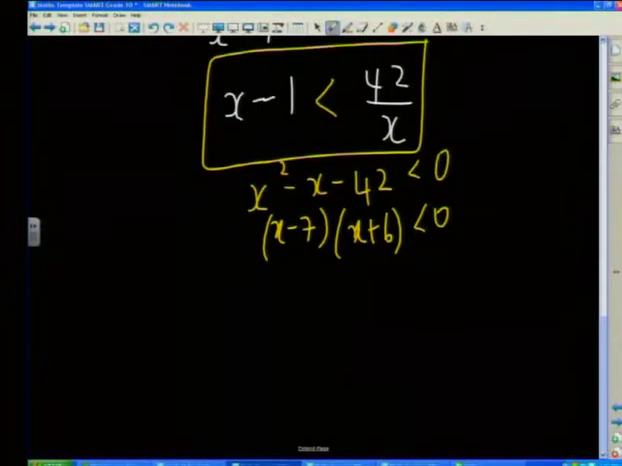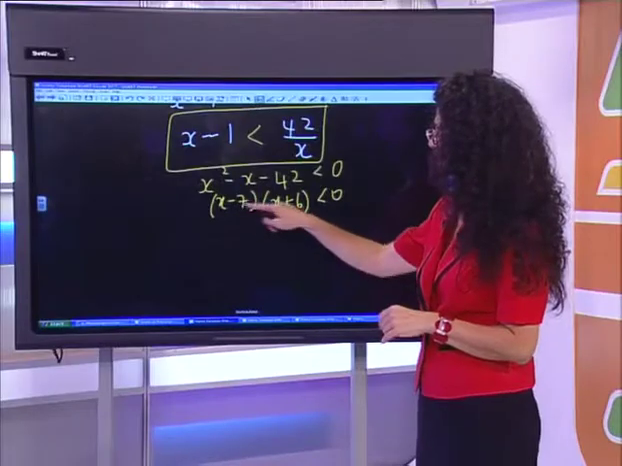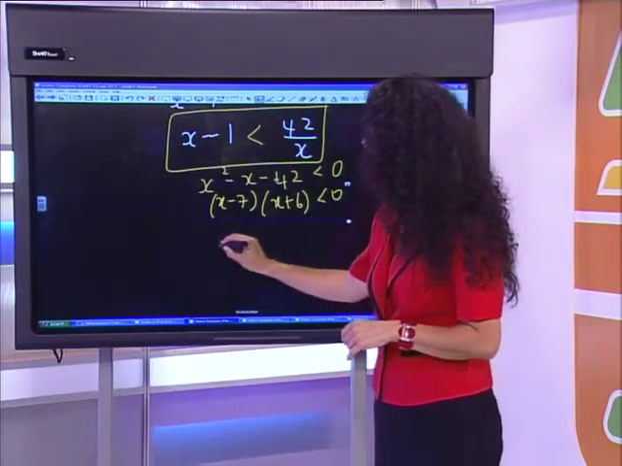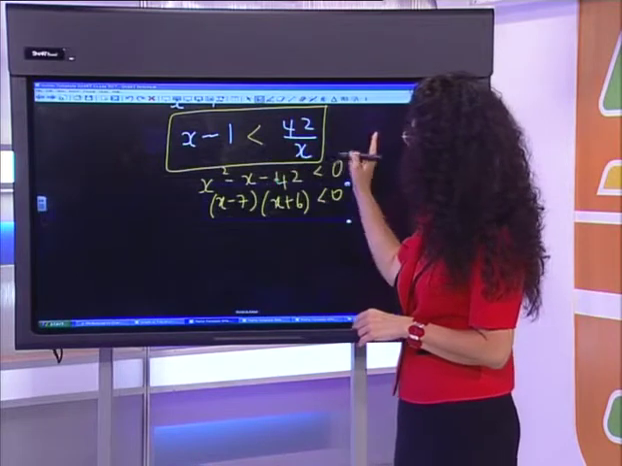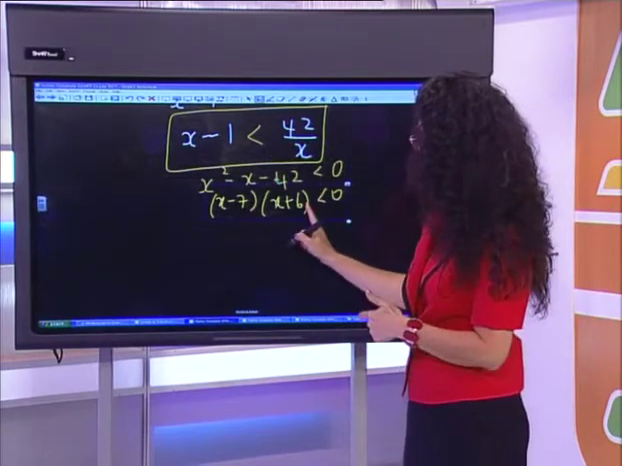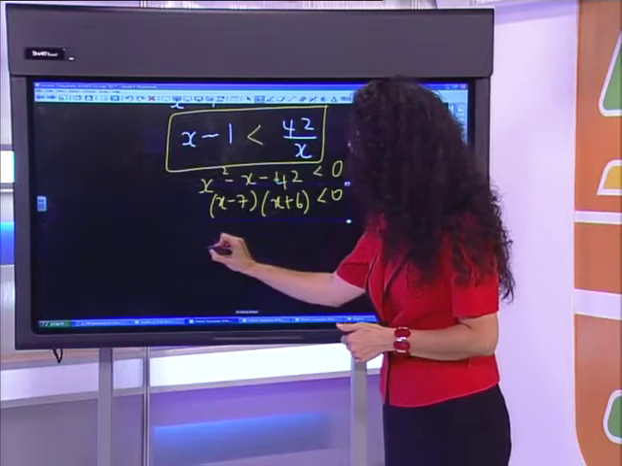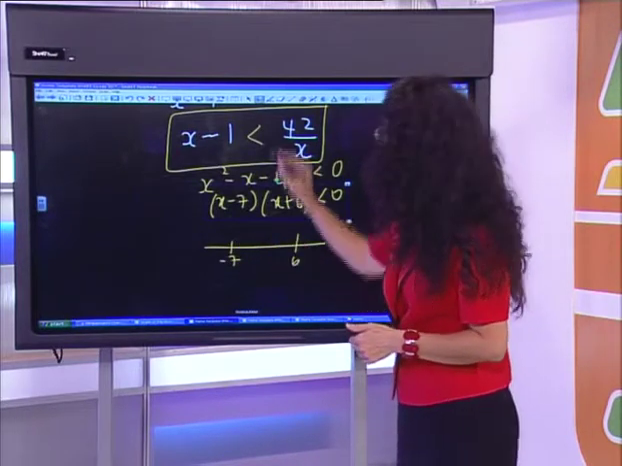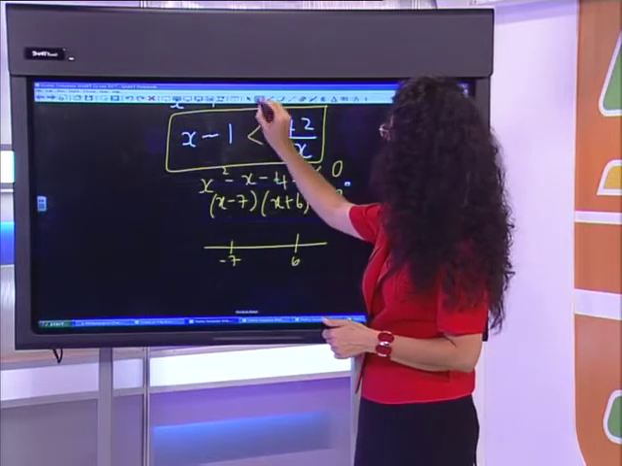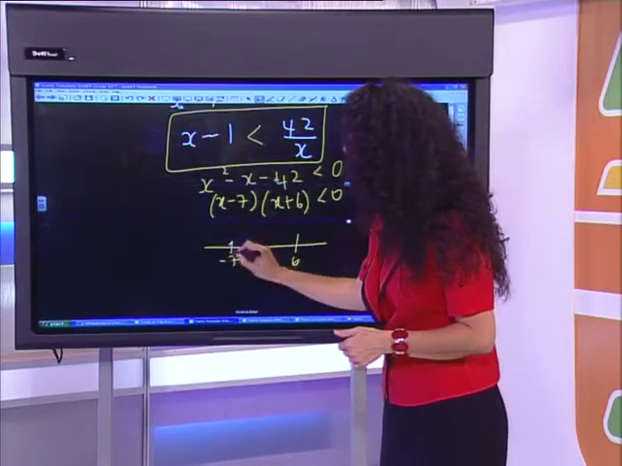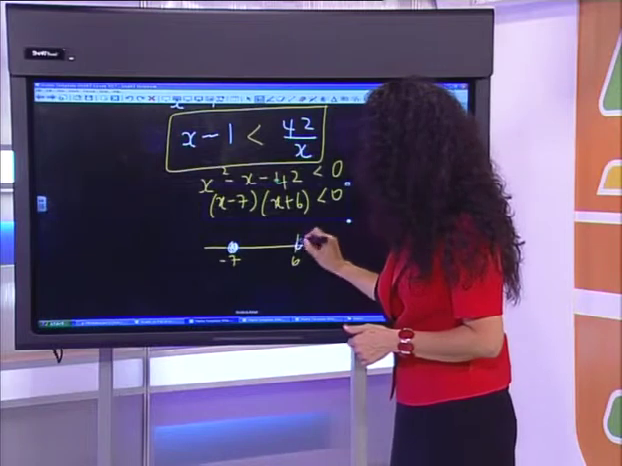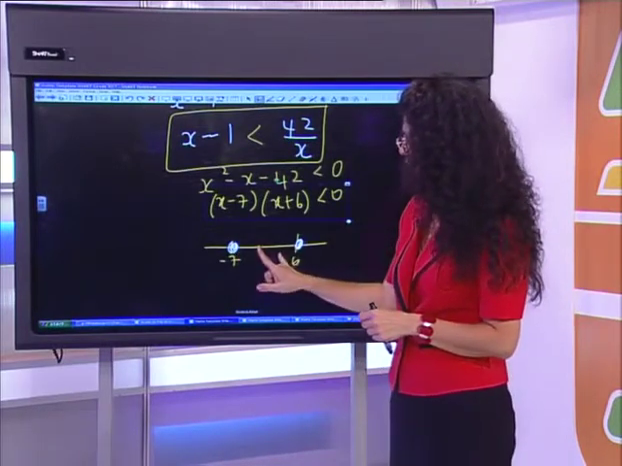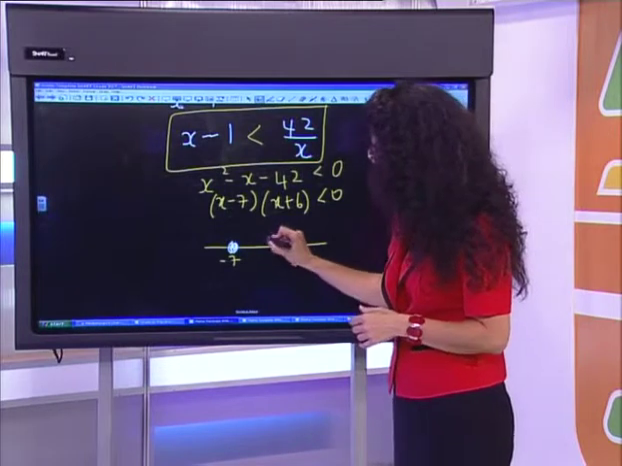So going down, we're now saying, when is the product of x minus 7 and x plus 6 negative? And we saw earlier that it is equal to 0 when x is 7 and x equals negative 6. So our question is, what is happening between negative 6 and 7? Between them, we can test a value, for example, 0.